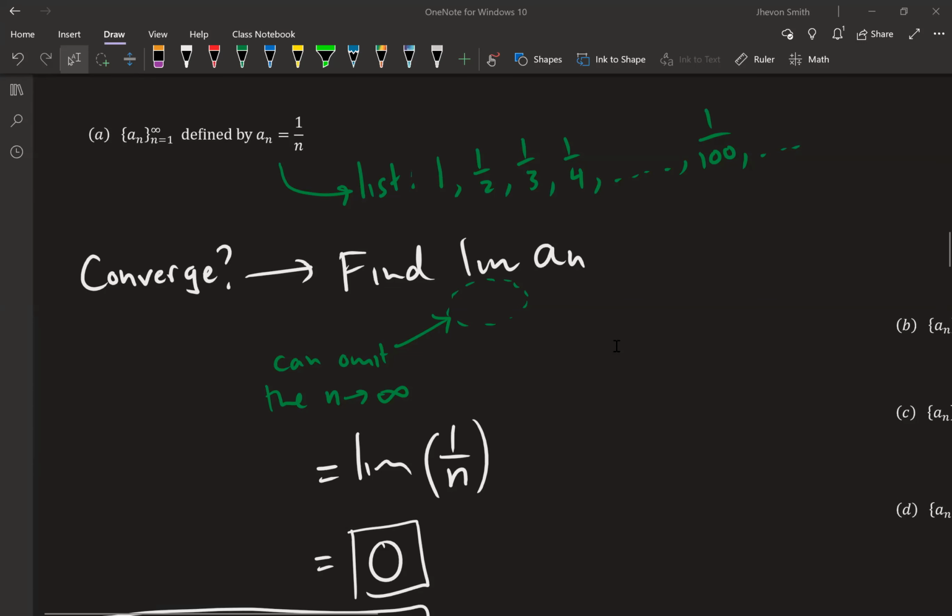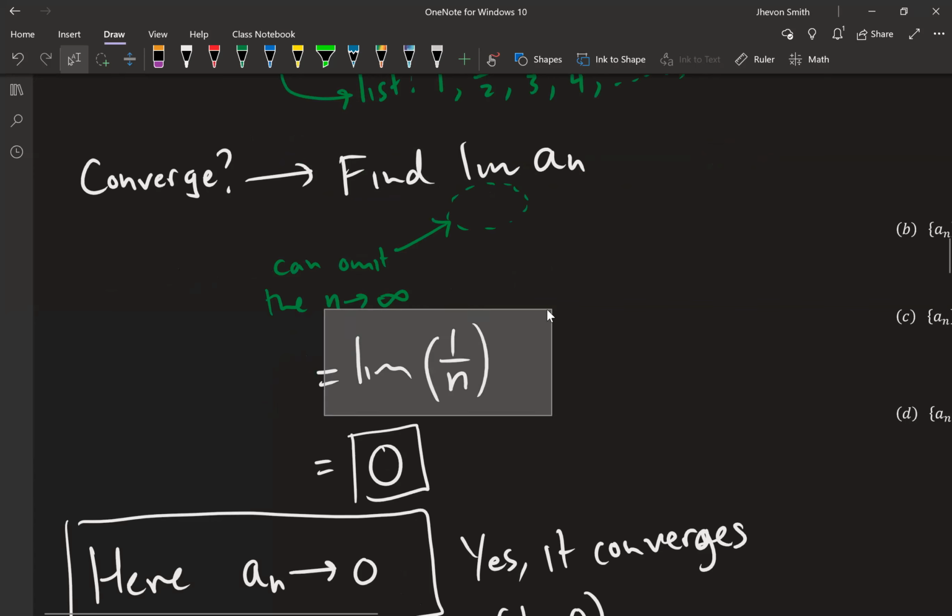Okay. So this one does converge, and that's as easy as it is. You just take the limit. Of course, what this means is you guys have to remember all your limits. We knew that from last class, actually.